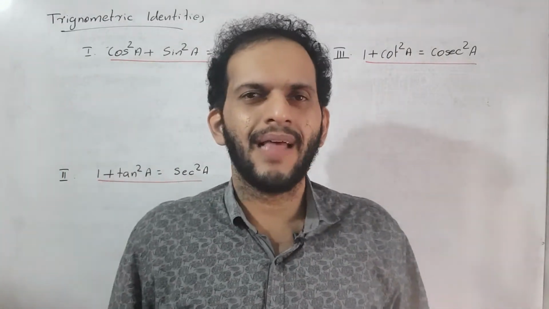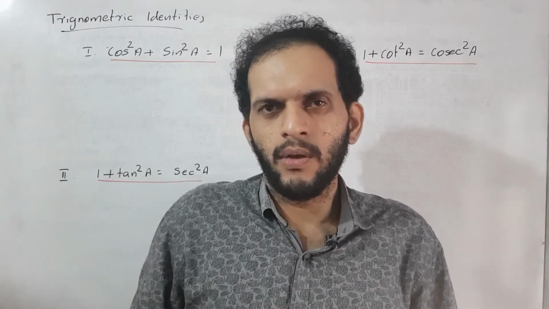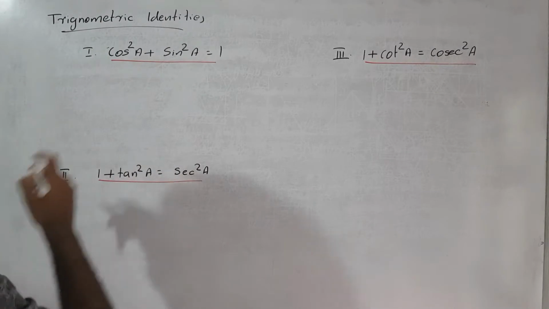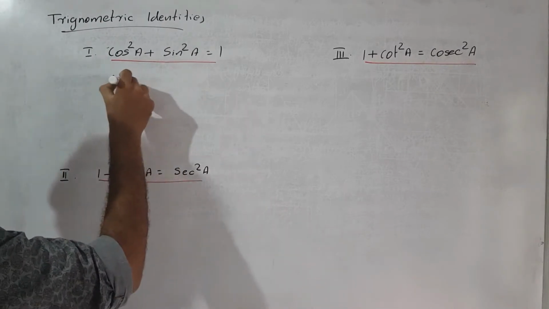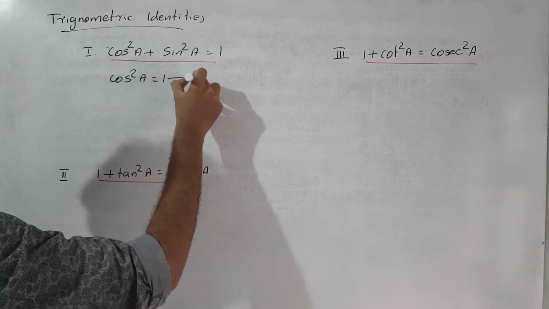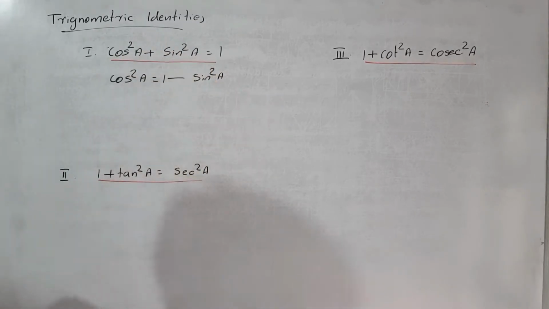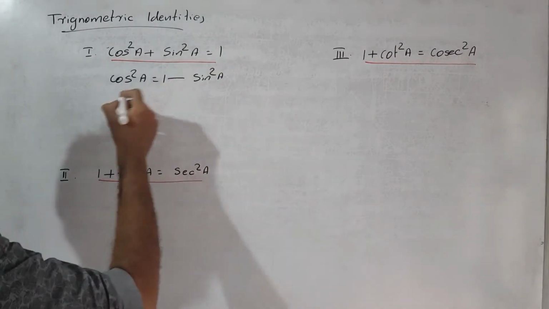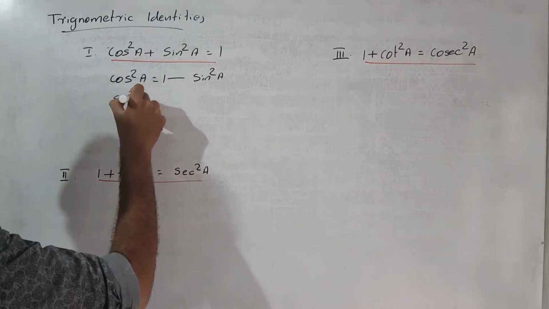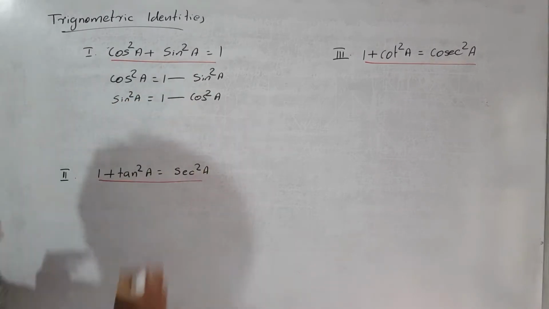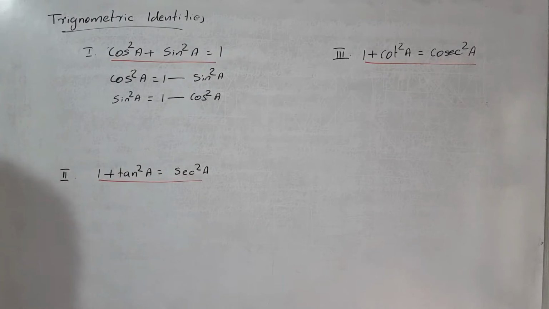From these we will get other results also. The first one: what is cos square A? Cos square A is equal to 1 minus sin square A. From this identity we get the result cos square A is equal to 1 minus sin square A, or sin square A is equal to 1 minus cos square A.